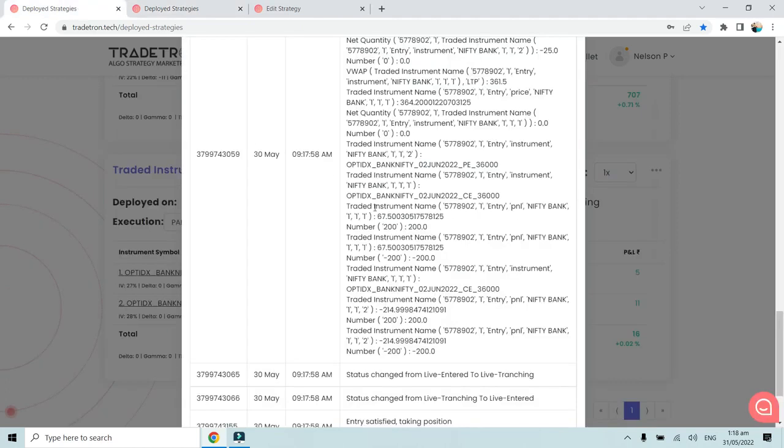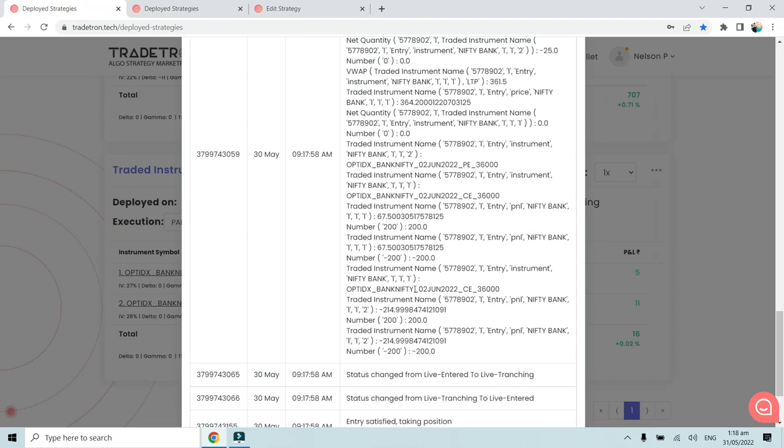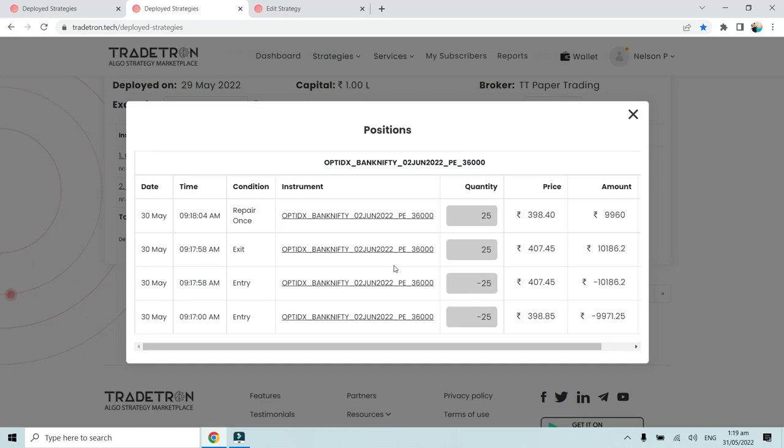So in this deployed page, if you see the notification log over here, it says that the PNL condition was that it should either be greater than 200 or less than minus 200, right? But at 9:17:58 the PNL was less than minus 200. It was minus 214. So we can see the prices also over here, that when it entered at 9:17 the price was 398, right? And then it moved to 407. So shorted at 398 and moved at 407. That is basically how it met the condition of exit for that particular PNL.